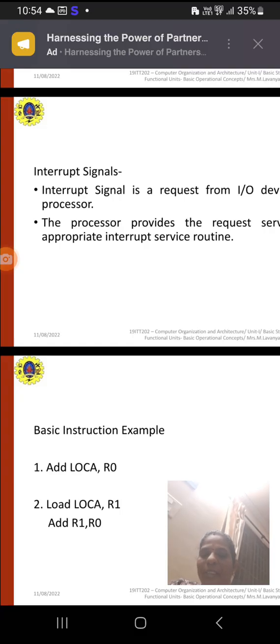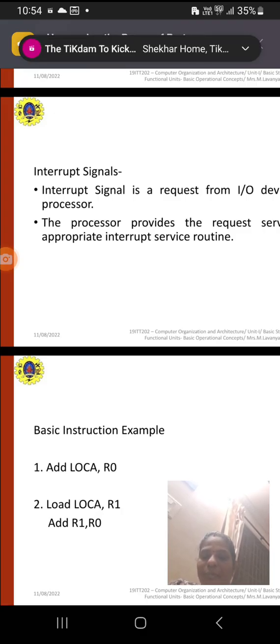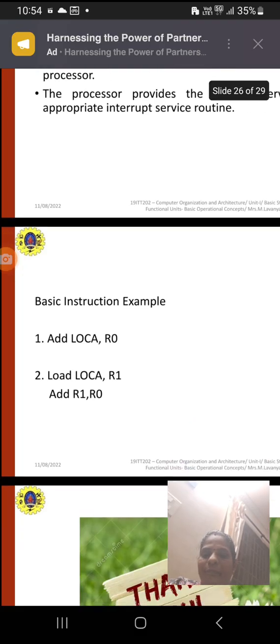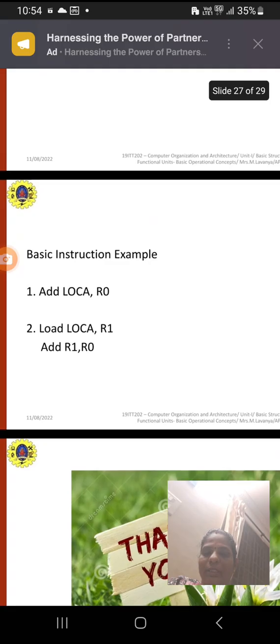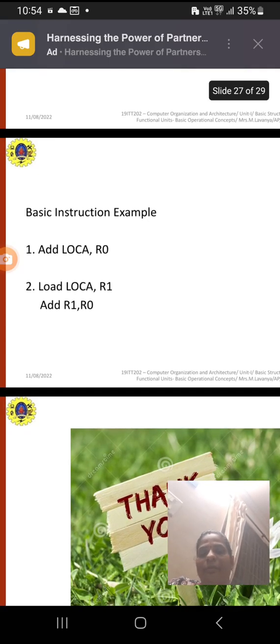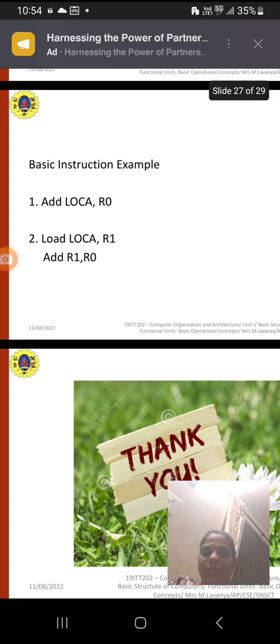For example, here we can add two data values from two registers. Like this, the instructions may be: load the location into R0, load the location into R1, and add R0 and R1. These are examples of basic instructions. These are the architectures, functions and basic concepts of computer architecture. So thank you.